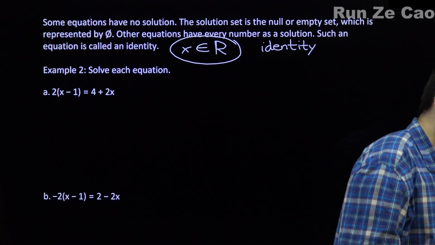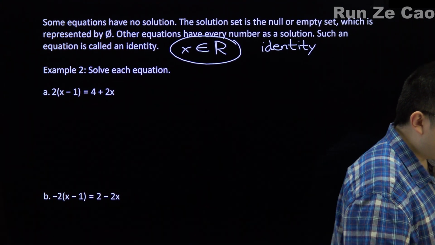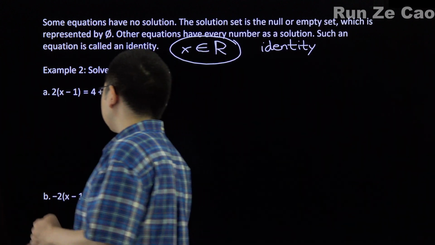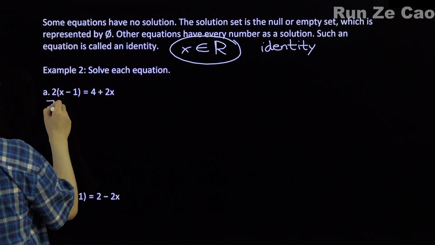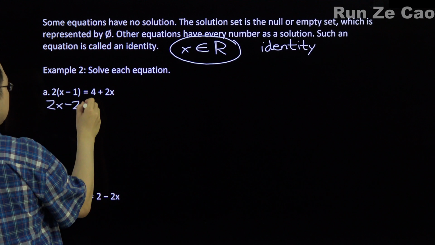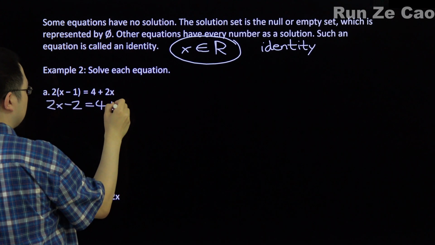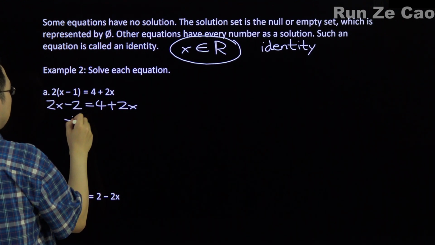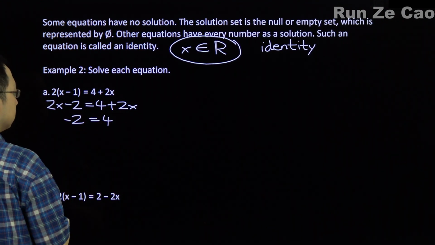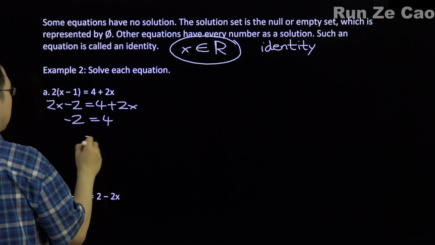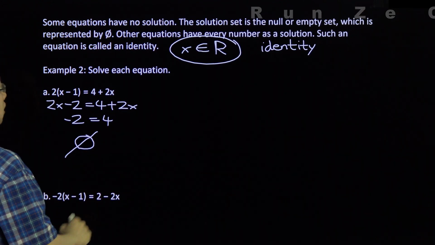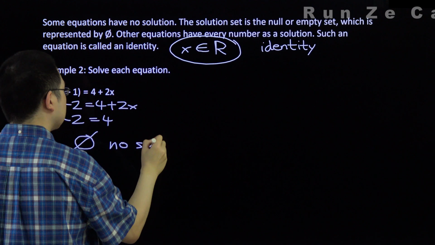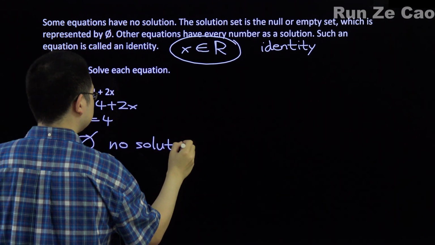So let's solve each of these equations. 2 times x minus 1 is equal to 4 plus 2x. Well, you got 2x minus 2 is equal to 4 plus 2x. That's saying that negative 2 is equal to 4. So, no solution. This is not possible.